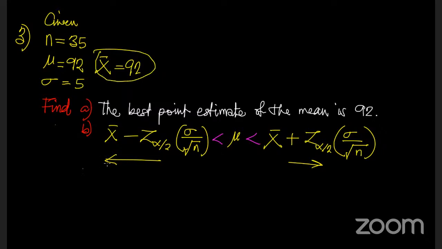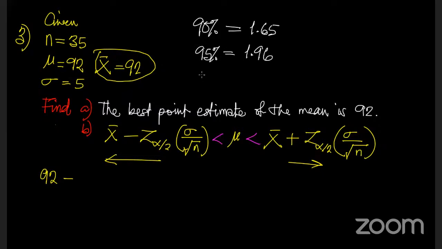So applying this formula, let's substitute. The mean is 92, so this is 92 minus the z-score. The z-score, you can just take note of that. I don't have the table here, but take note that the z-score for 90% confidence interval is 1.65. For 95% interval is 1.96, and for 99% confidence interval is 2.58.